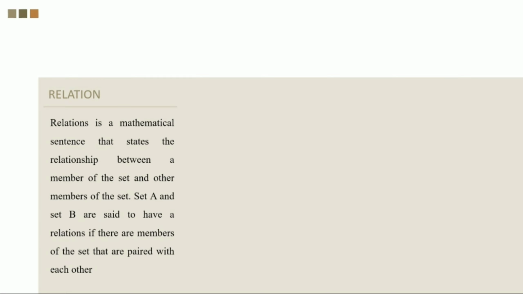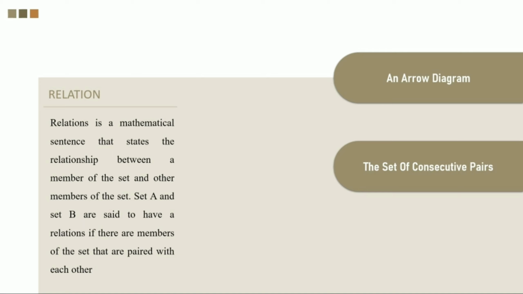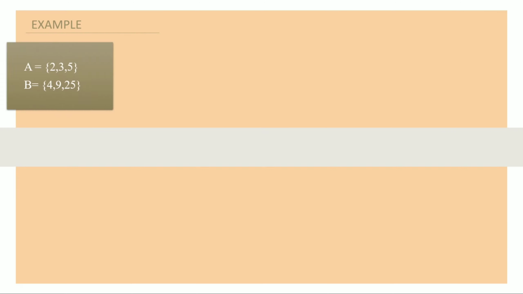A relation is a mathematical sentence that states the relationship between a member of the set and other members of the set. Set A and set B are said to have relations if there are members of the set that are paired with each other. There are three ways to express the relations. First, an arrow diagram. Second, the set of ordered pairs. And third, a Cartesian diagram. For example, suppose that A equals 2, 3, 5 and B equals 4, 9, 25.